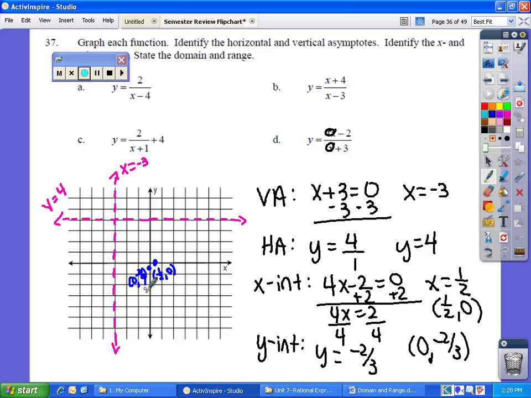So these points are really, really small, so you might want to try to put it in your calculator and maybe find another point so that you can plot it correctly. Make sure if you're going to put it in your calculator, don't forget to put everything in parentheses in your calculator.